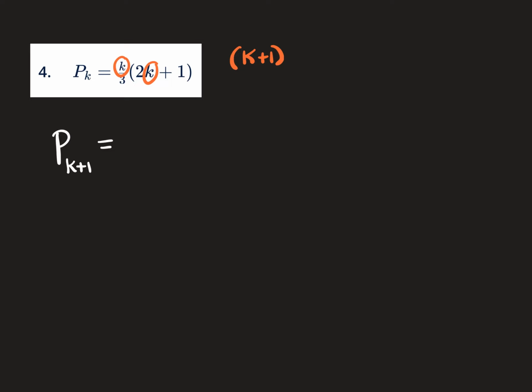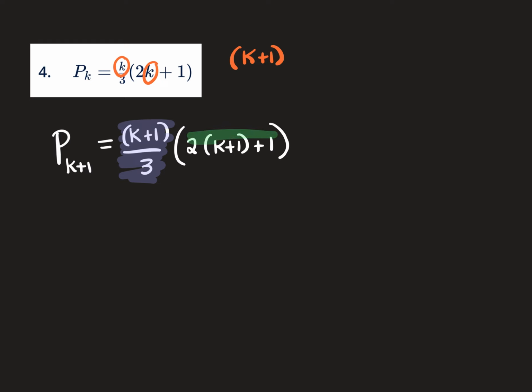So that first K over 3, I can now write as K plus 1 over 3. And then I'm going to multiply by, and here's where the parentheses really are going to be important, 2, and then replace K with K plus 1, but put that K plus 1 in parentheses. Now, the first part of this, the K plus 1 over 3, that's good. We don't need to do anything else with it. But what's inside this bigger set of parentheses here, we need to think about how to simplify that.